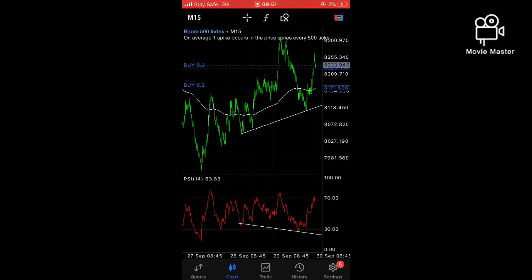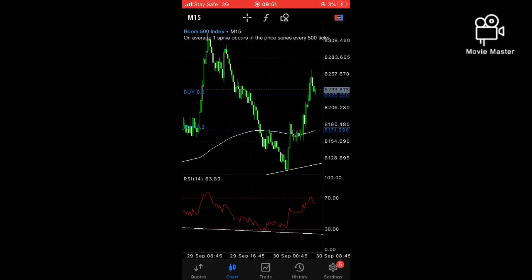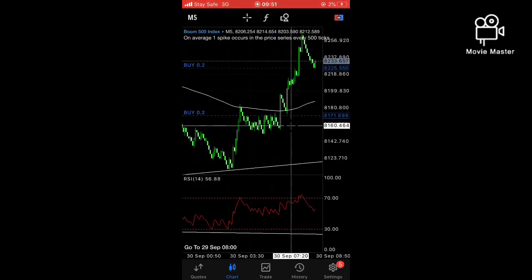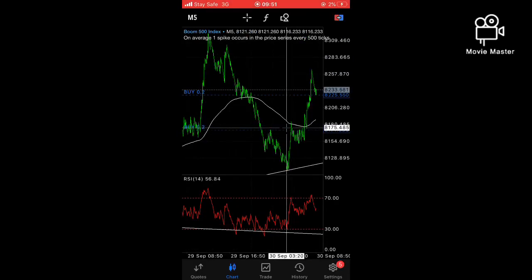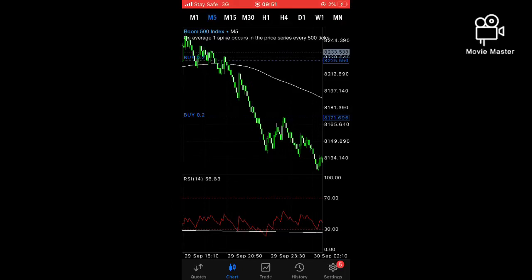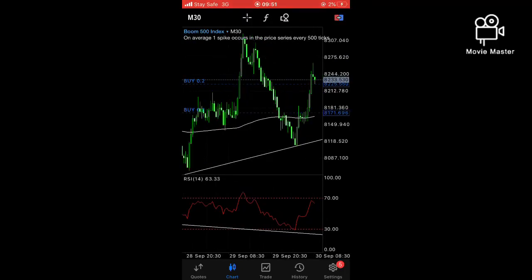My entry point started from here. What gave me the signal to take this buy? I was seeing a lot of consolidations over here. On the 5 minutes time frame, these consolidations were below the 200 EMA, but on the 30 minute it was above. Let me show you. It was above on the 30 minutes. This was where I spotted this.